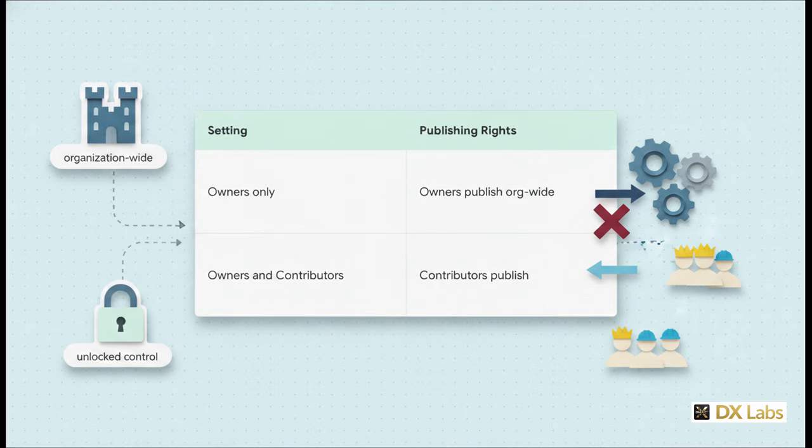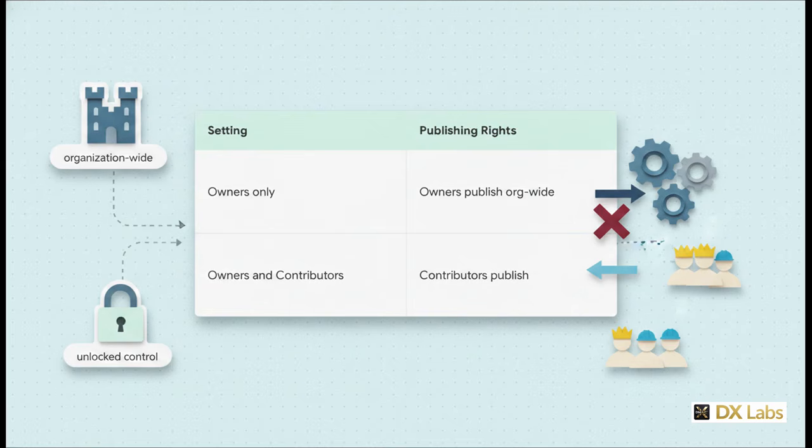That brings us to Organization Scope Permissions. Now that this control is unlocked, you get to configure who can publish custom plugins for everyone in the organization. Once again, two choices. If you set it to owners only, only owners can make custom plugins available organization-wide.